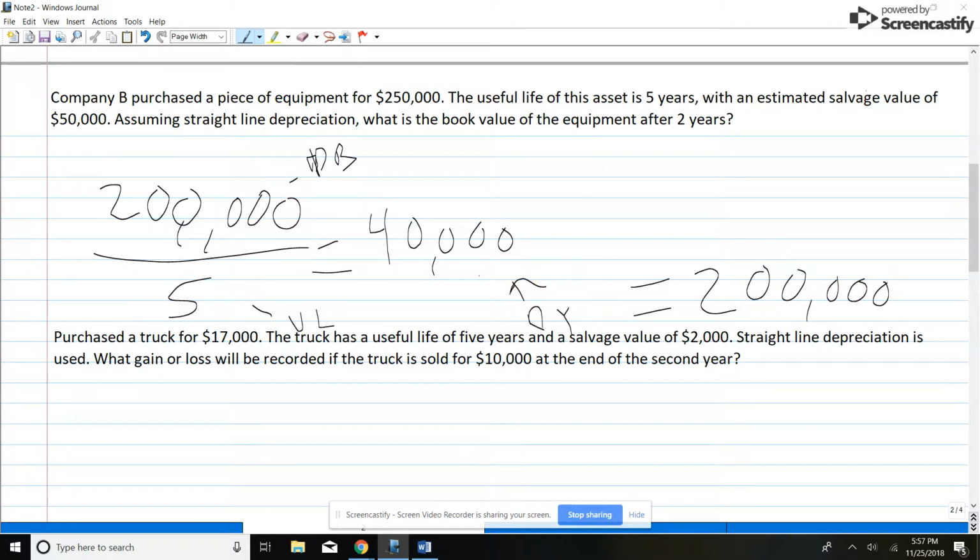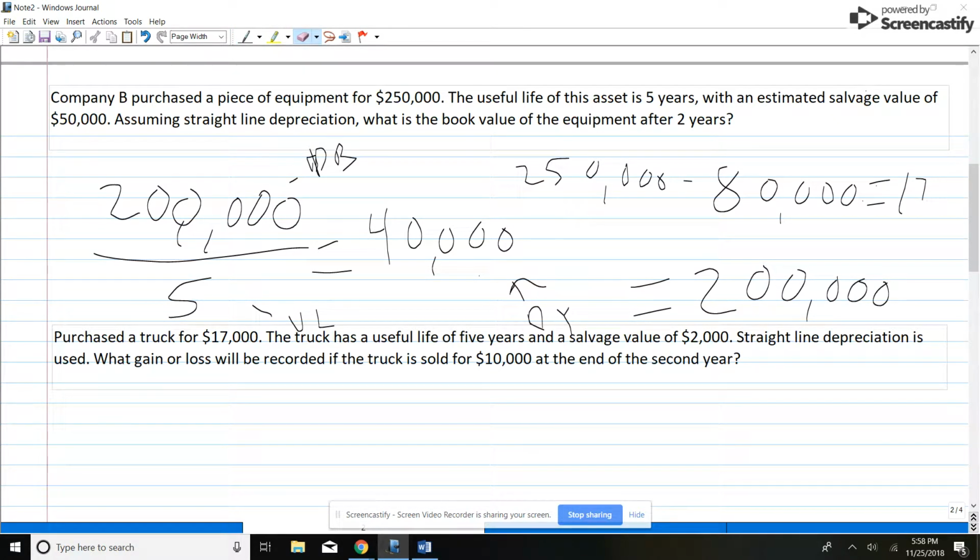Probably buy a pen for this eventually, so I'm just using my finger right now. But anyways, now to get the carrying value, we have to take our cost, which was 250,000, minus accumulated depreciation. And this 40,000 is depreciation every year, and it's asking for after 2 years. So we have to multiply the 40,000 by 2, and it's 80,000. So of course the carrying value after 2 years is going to be 170,000.